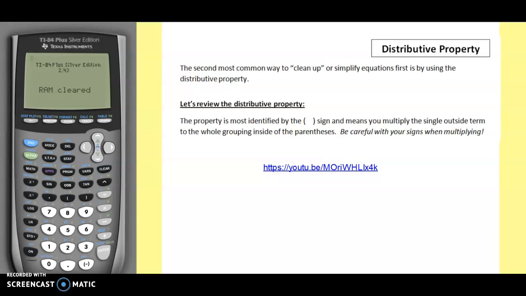Hey, today we're going to take a look at the second most common way to clean up or simplify equations. Just like when we talked about expressions, the same applies to equations. The second most common way is to use the distributive property. It's most identified by parentheses, which means you are going to distribute a number outside of those parentheses to what's inside.